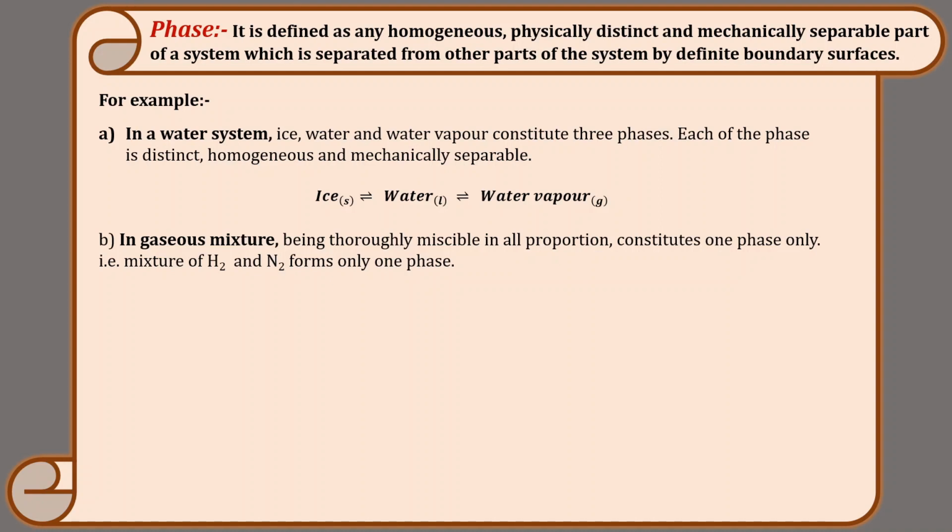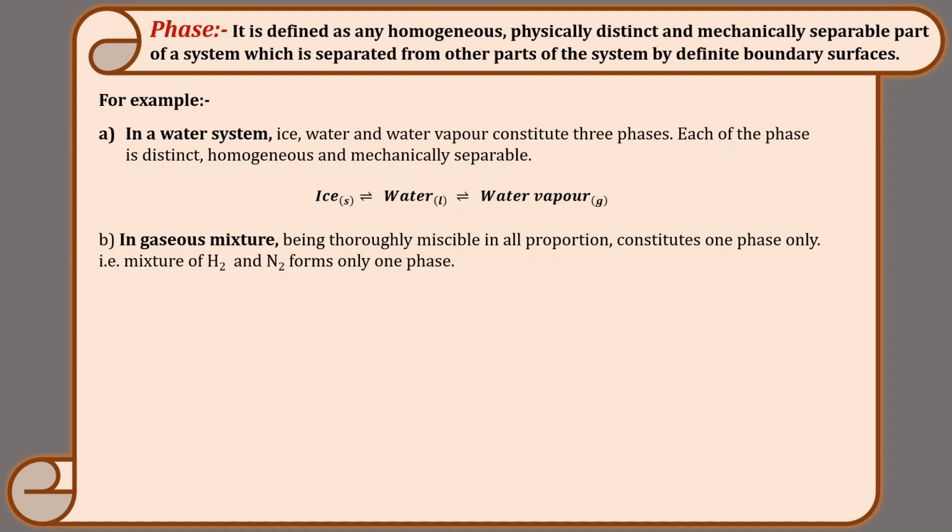In a water system, water is present in different physical states, that is ice, water and water vapors. So these three phases are present, and each of these phases is distinct, homogeneous and mechanically separable. And this is the equation. Ice, a solid phase, is present in equilibrium with water. Water, a liquid phase, is present in equilibrium with water vapor, the gaseous phase. So these are the three different phases present in the water system.